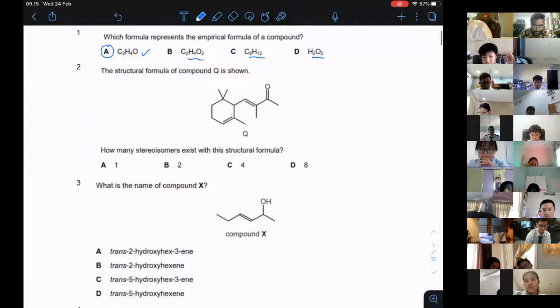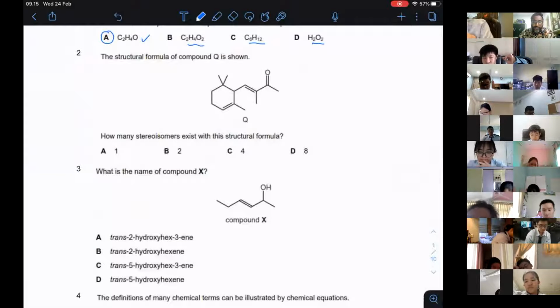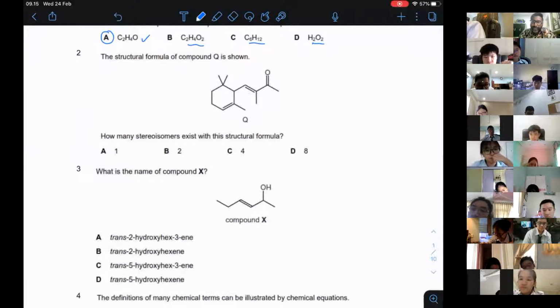Now, number 2, the structural formula of compound Q is shown. Now, this is going to be important. How many stereoisomers can exist in this structural formula? This one is very important. I'll just give you 2 minutes to see, and then you try to identify how many.